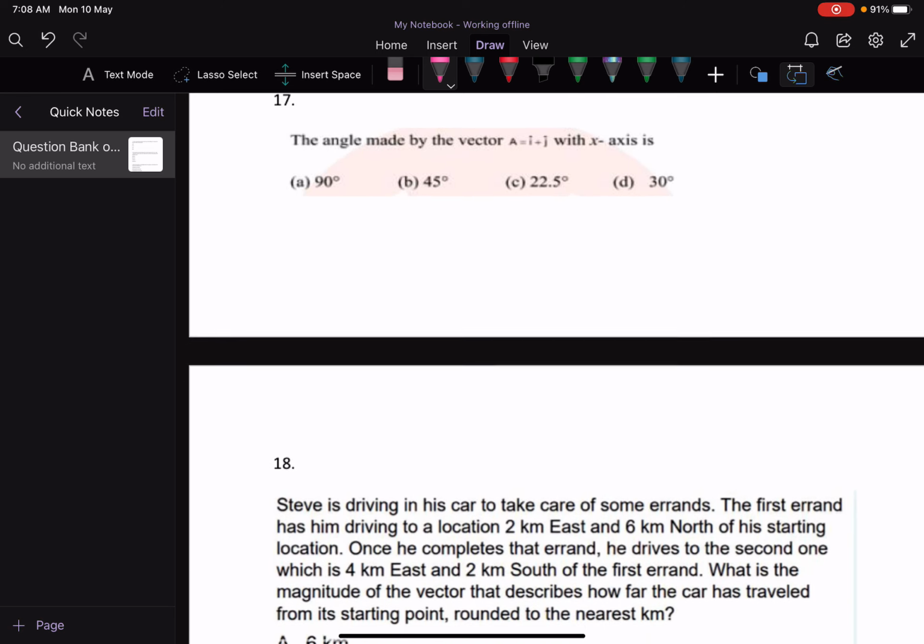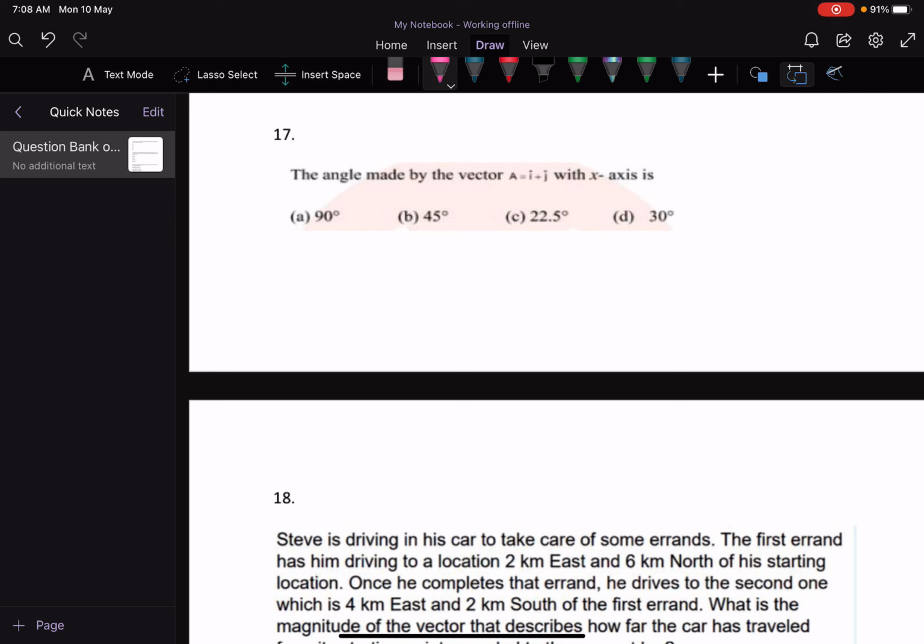Next, the angle made by the vector A equal to i plus j. Here vector A is equal to i plus j, and we want the angle with the x-axis. Let the vector along the x-axis be B. It has only an x component, so it is nothing but the unit vector i. Now you can find the angle between i plus j and i.